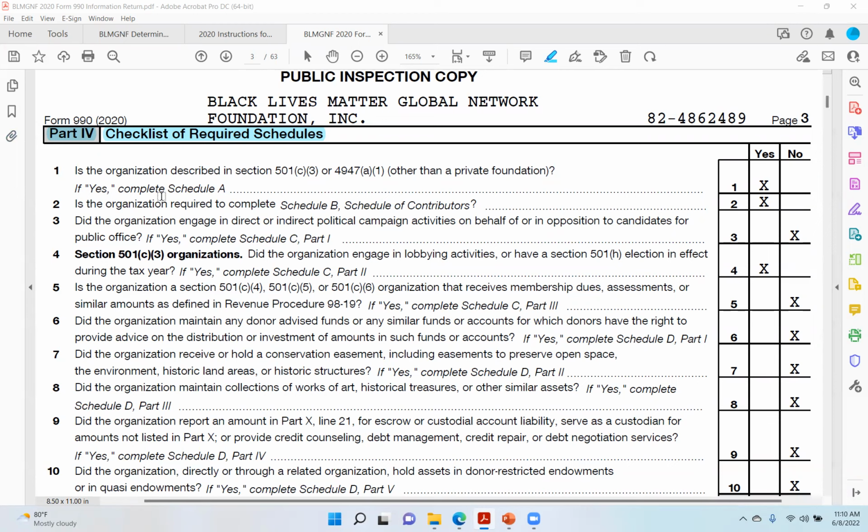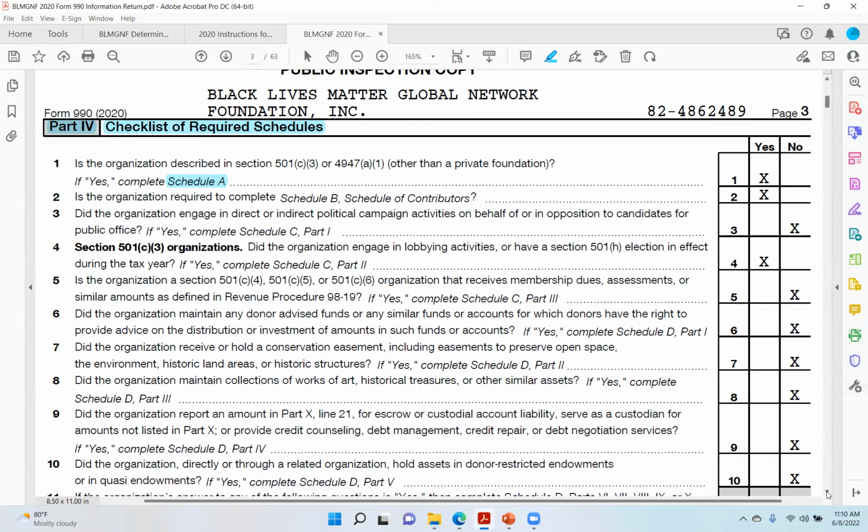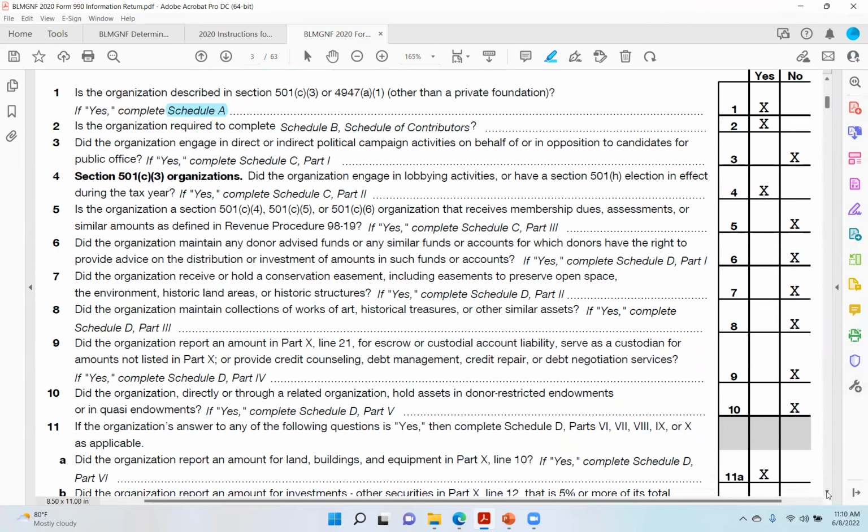Number 1: Is the organization described in section 501(c)(3) or 4947(a)(1) other than a private foundation? If yes, complete Schedule A. The answer is yes. So we, the public, should be able to see a Schedule A for the Black Lives Matter Global Network Foundation. Again, if you need to know what a Schedule A is, you can always go back to where I was on the IRS.gov website. You see how this is working now in the investigation? So let's keep going.